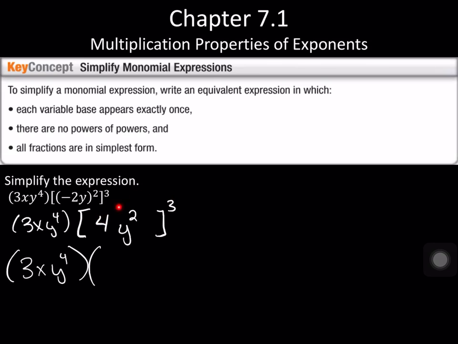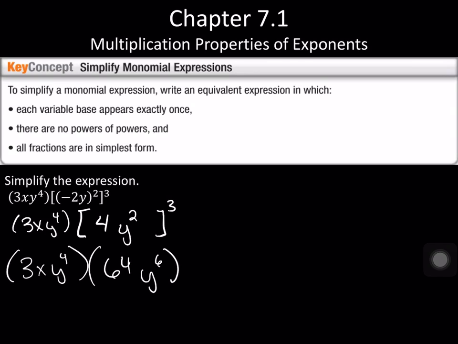So here we go. 4 raised to a power. So 4 cubed, 4 times 4 times 4, is going to give us 64. And then y squared cubed. So that's a power to a power, right? It's being raised to a power. So that's multiplication. 2 times 3 is 6. So we got 64y to the 6th.